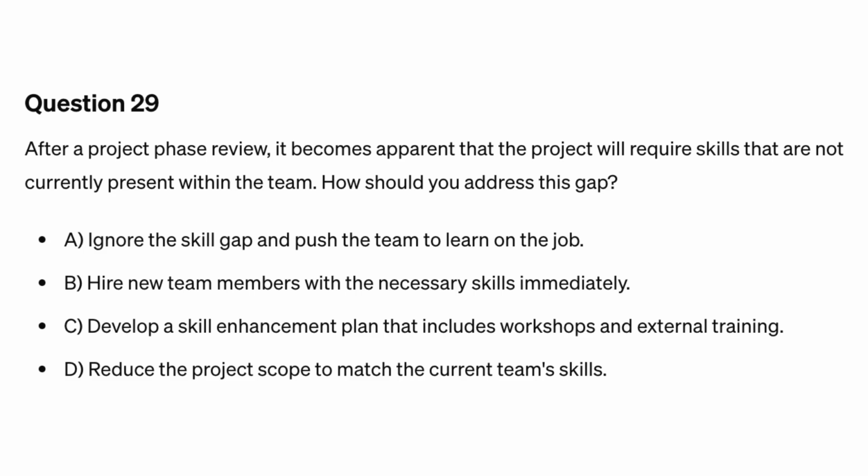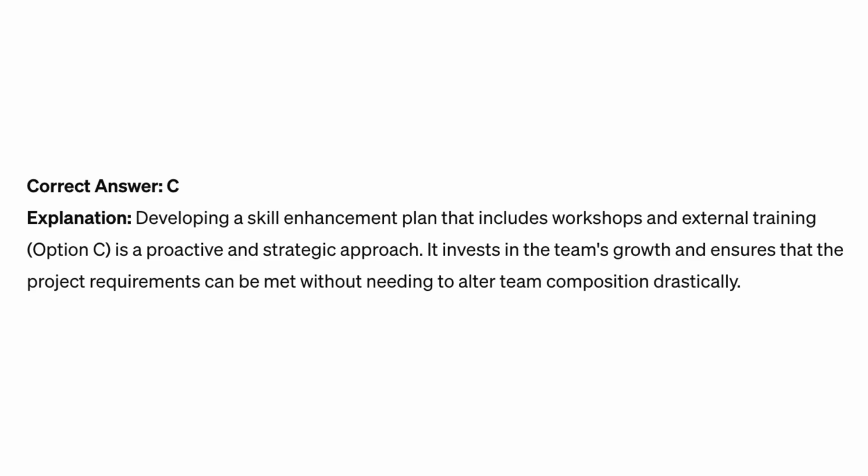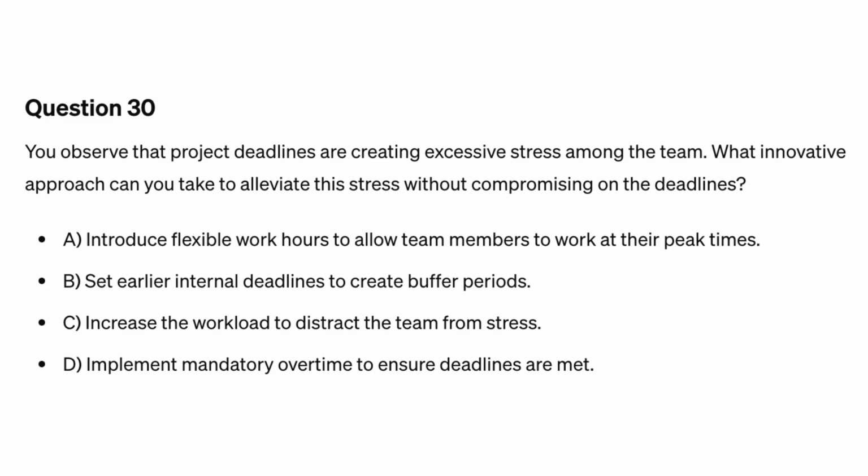Correct answer C. Explanation: developing a skill enhancement plan that includes workshops and external training. Option C is a proactive and strategic approach. It invests in the team's growth and ensures that the project requirements can be met without needing to alter team composition drastically.